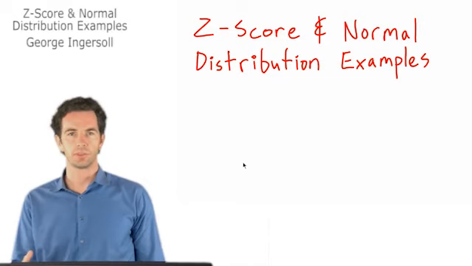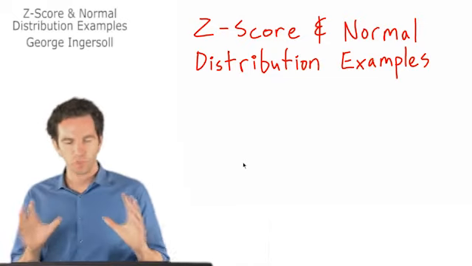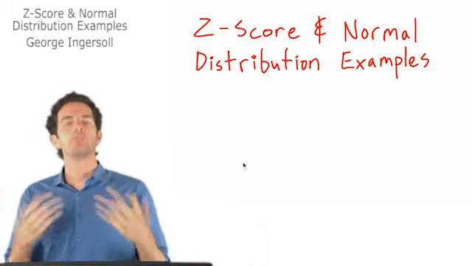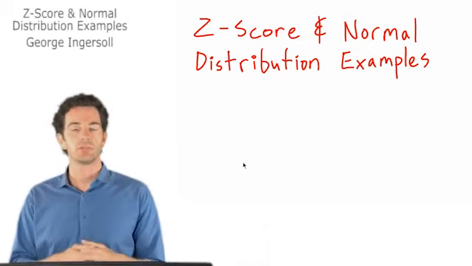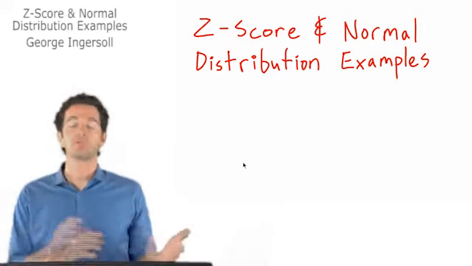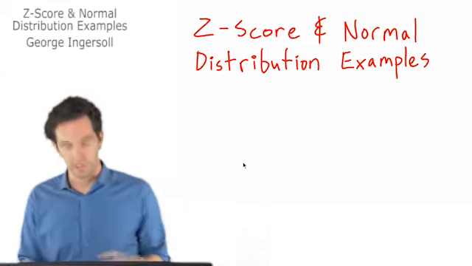Welcome back. In this video, we're going to take a look at a few examples dealing with z-scores and normal distributions. Real quick recap, z-scores, of course, represent the number of standard deviations you are from a mean. So when we say a z-score, it's interchangeable with number of standard deviations to the left or to the right of a mean, depending on if that z-score is negative or positive.